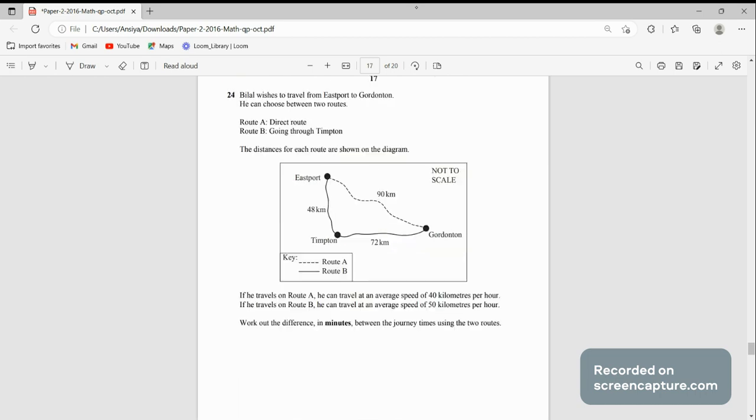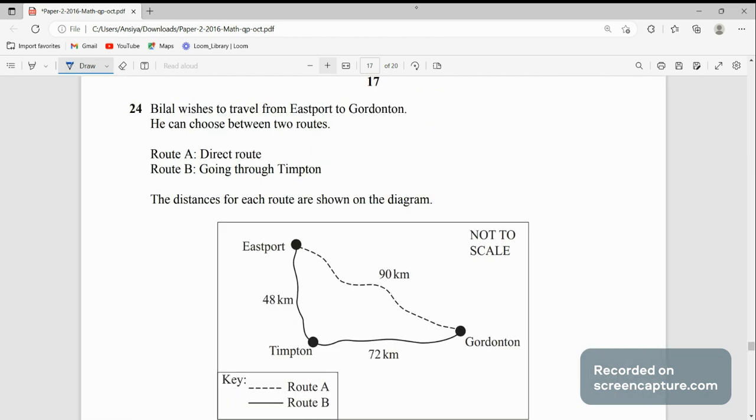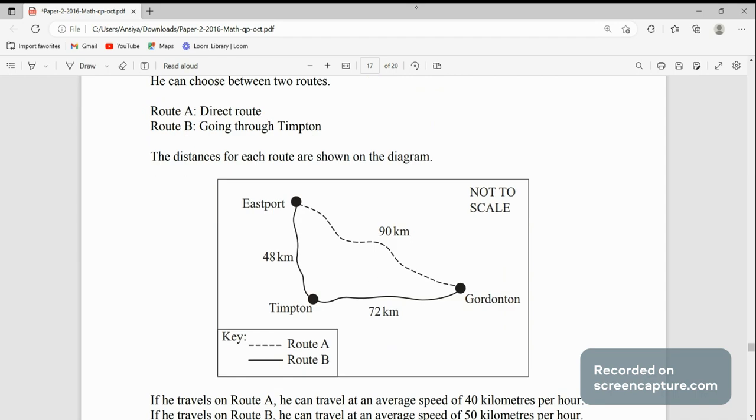Now, question 24. Bilal wishes to travel from Eastport to Gordonton. He can choose between two routes. Route A is the direct route. You can see it's given in the graph. Route A means the dotted line, so this is route A. And route B going through Timpton. So it's like this one, route B, the dark line. So route A and route B is given.